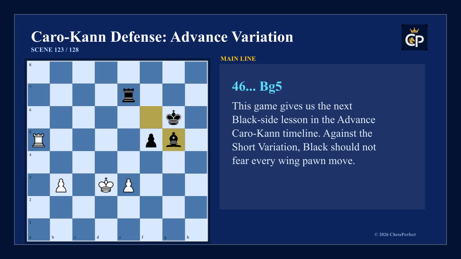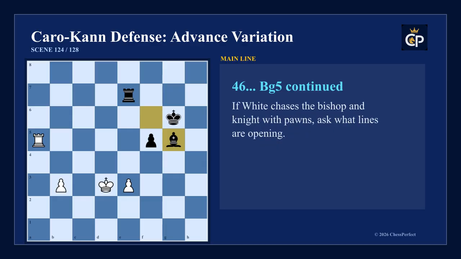Bishop g5. This game gives us the next black side lesson in the advanced Caro Kann timeline. Against the short variation, Black should not fear every wing pawn move. If White chases the bishop and knight with pawns, ask what lines are opening.